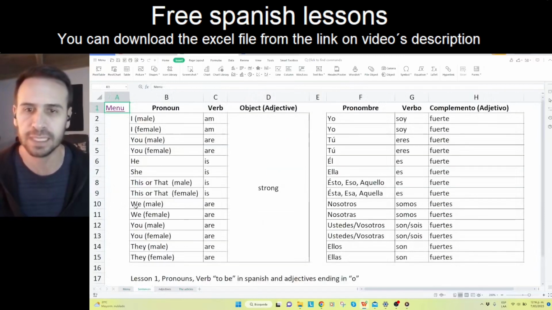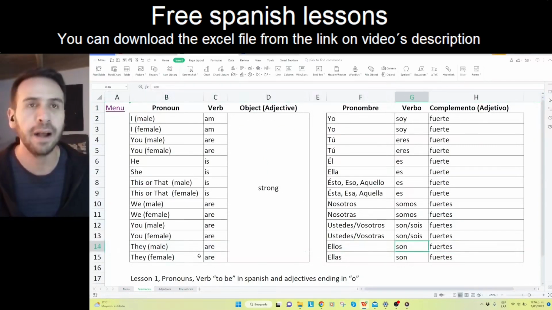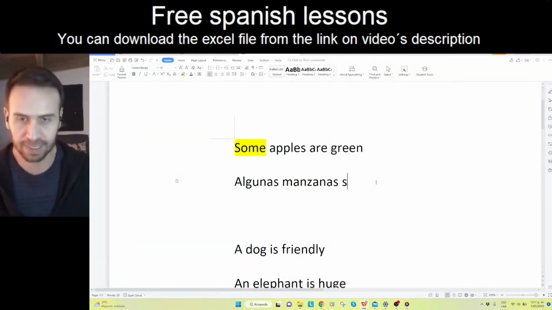So let's go to sentences. The verb to be for what in English would be they. The apples can be replaced with the personal pronoun in English they are, and in English corresponds to the form son for the verb to be. The apples are, las manzanas son.